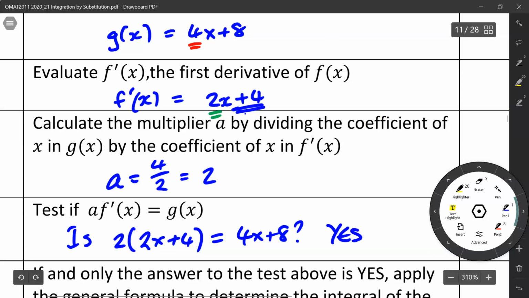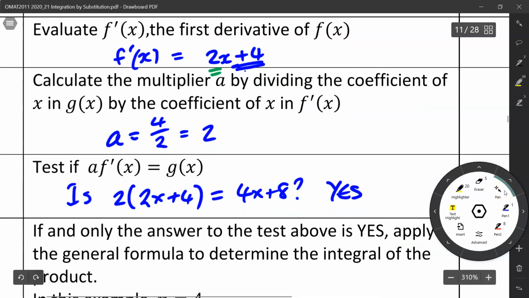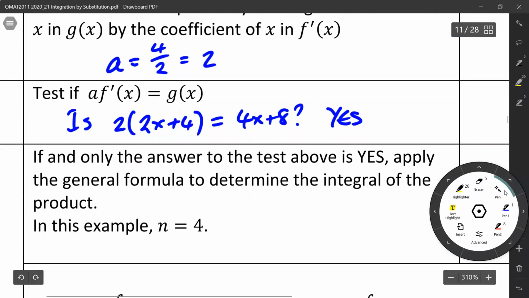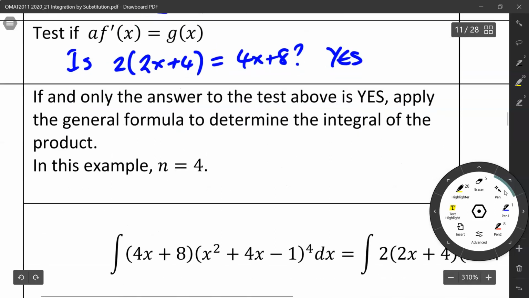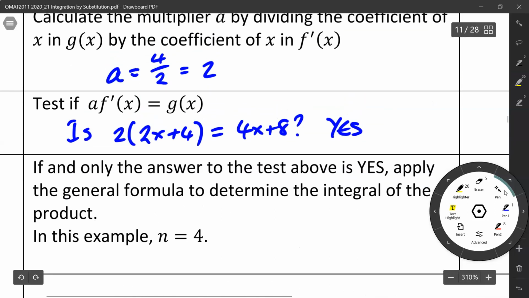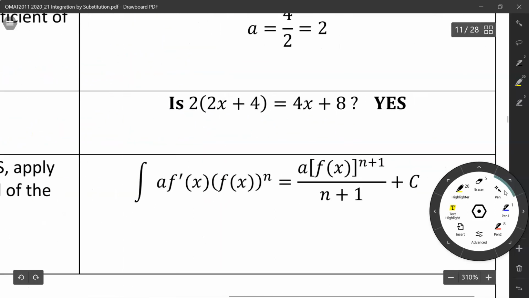Is everyone okay with this so far, the methodology so far? If I just answer yes or no, you can see I'm just following a set procedure here. This is the simplest way to do these. If you follow this procedure systematically each time, if and only if the answer is yes, apply the general formula to the integral. In this example, n is equal to 4. So that's our general formula here, so I'll apply it here.